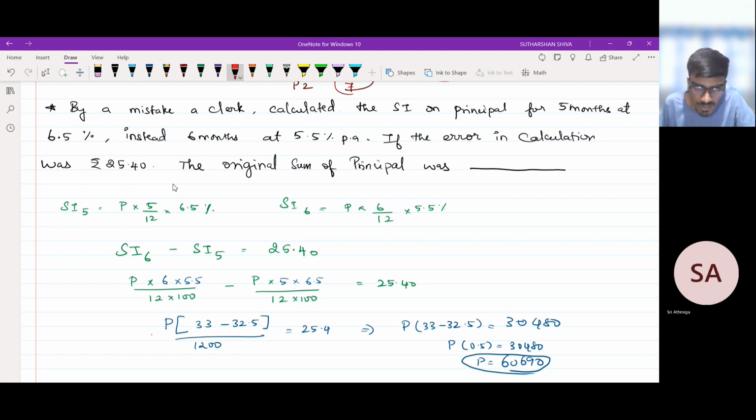You can avoid this step. You can do it by seeing the question also. You can do it on your own. By seeing this question, you have the 6%. What you are going to do? I will give you one more method.